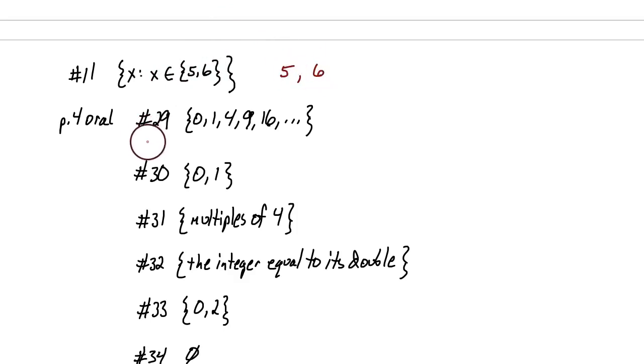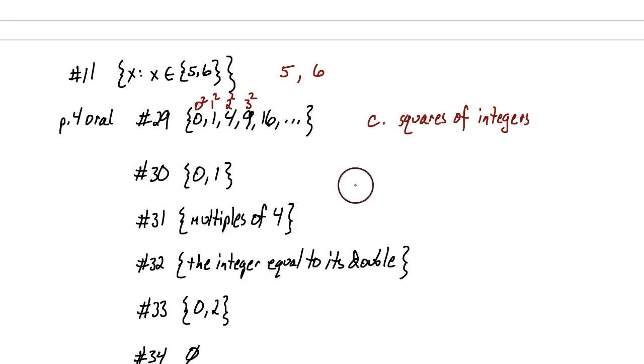Number 29 is a matching question. From the second column in the book, what is the correct description of these numbers? The answer is choice C. These are the squares of the integers. 0 is 0 squared. 1 is 1 squared. 4 is 2 squared. 9 is 3 squared, and so on.